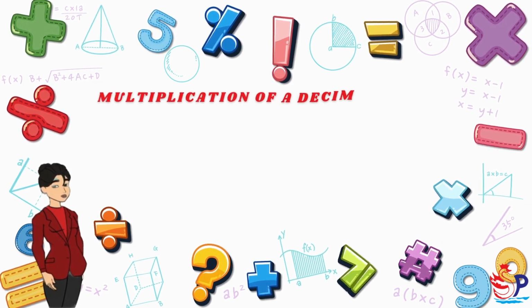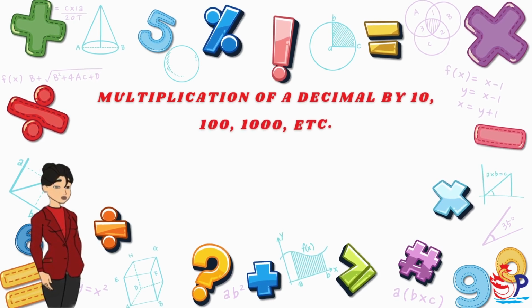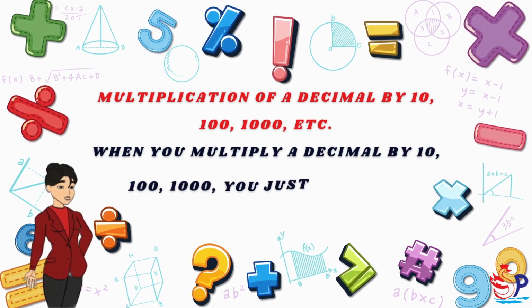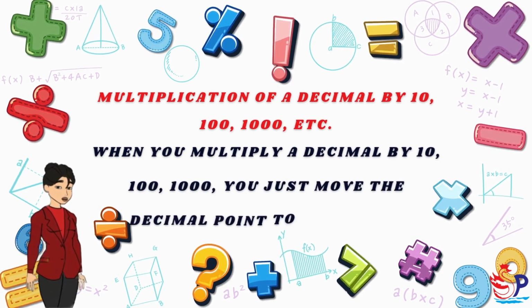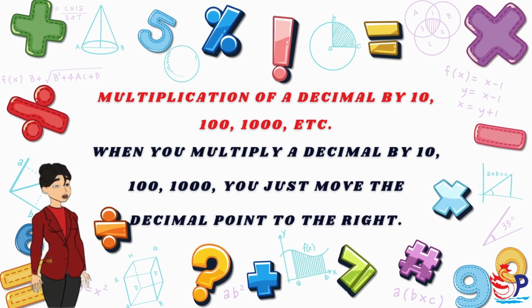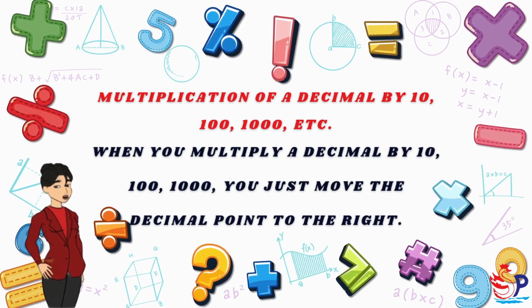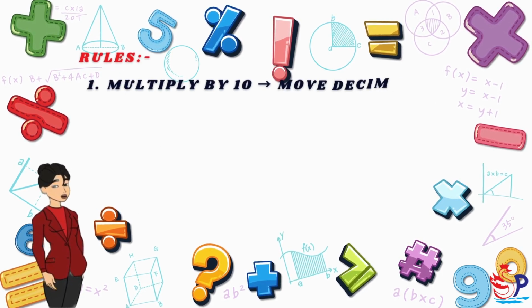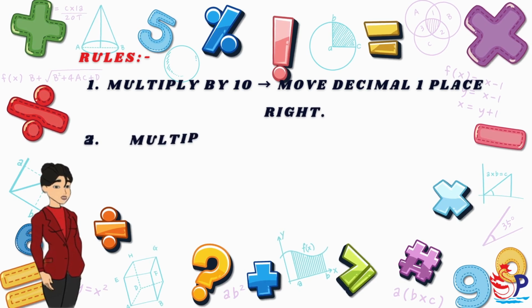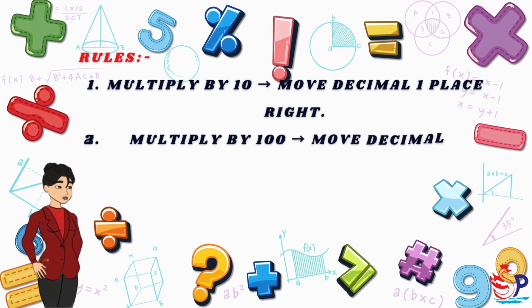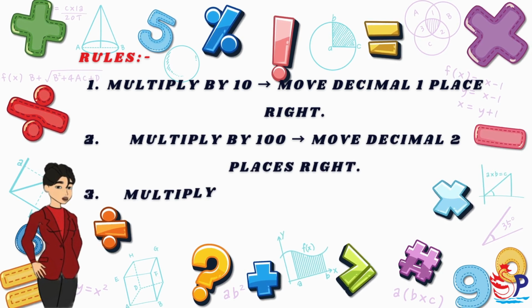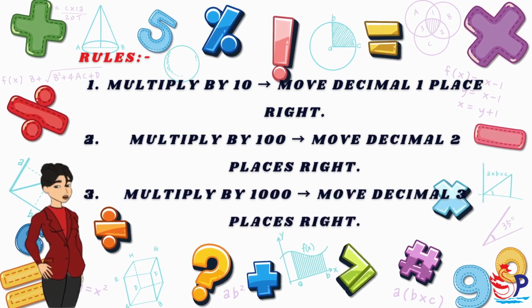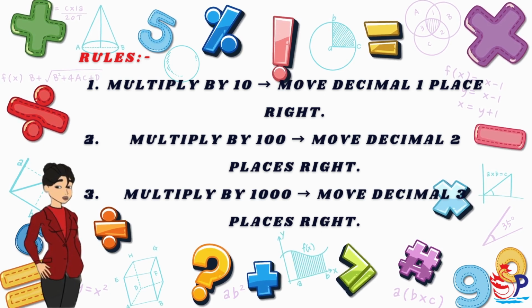Multiplication of a decimal by 10, 100, 1000 means: when you multiply a decimal by 10, 100, 1000, you just move the decimal point to the right. Rules: multiply by 10, move decimal one place right. Multiply by 100, move decimal two places right. Multiply by 1000, move decimal three places right.